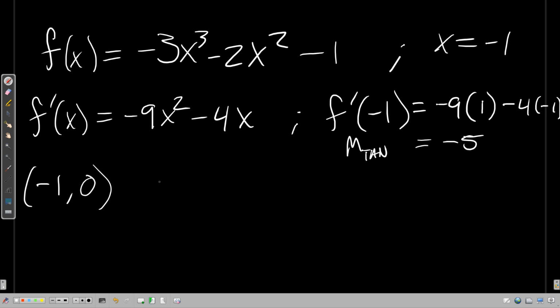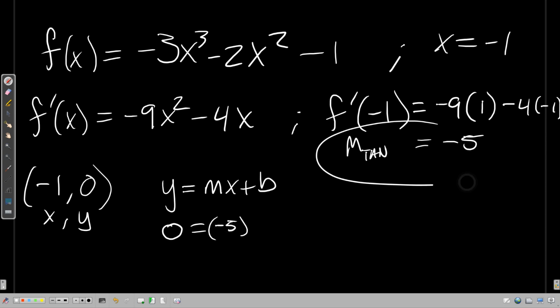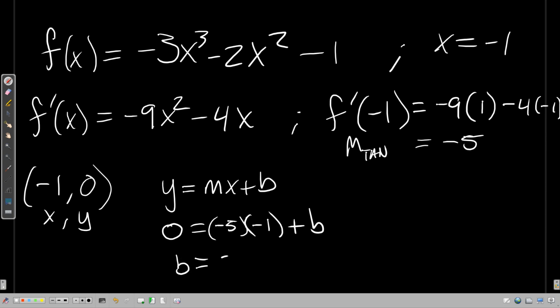All right. Well, I know that an equation of a line is y equals mx plus b, and this point has the format x comma y, so then 0 has got to equal a minus 5. Where did the minus 5 come from? Right there. Minus 5 times x plus b. Now you could solve it for b. Evidently, b is equal to 5. I mean negative 5, sorry. Then the equation of the line would be y equals minus 5x minus 5.